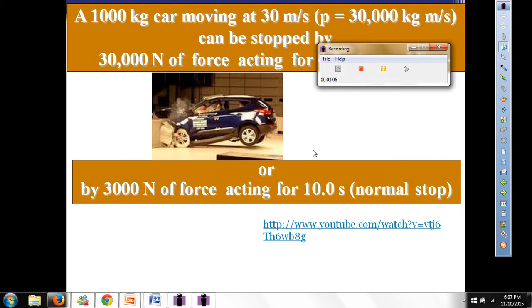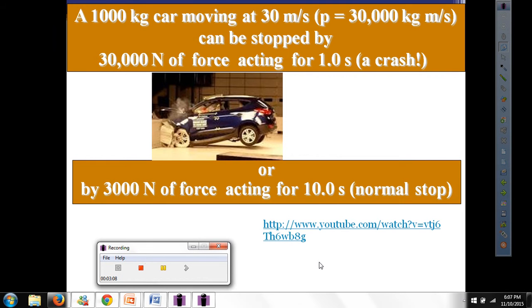Now, this one says that we have a 1,000-kilogram car moving at 30 meters per second, so its momentum is 30,000 kilogram meters per second because it's 1,000 times 30. It can be stopped by a 30,000 newton force acting for 1 second, so that would be a crash. Or I could let it slowly come to a stop by letting my force be applied for 10 seconds, which is what you would do when you put your brakes on, and my force would only need to be 3,000 newtons.